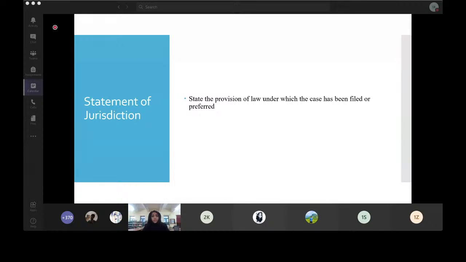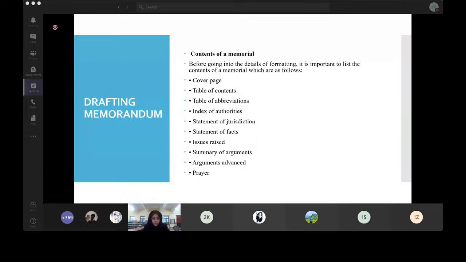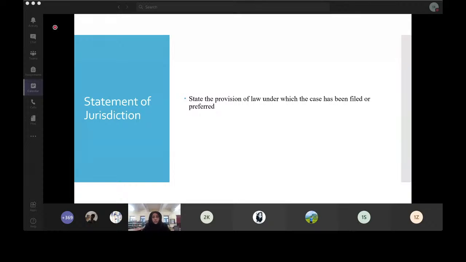Now, statement of jurisdiction, I'll tell you what they are. So, if you see after index of authorities, statement of jurisdiction, that is the statement. This one states the provision of law under which the case has been filed or preferred. So, you have to state the provision of law under which the case has been filed. And this is usually available in the moot proposition, or else you'll have to do your research.